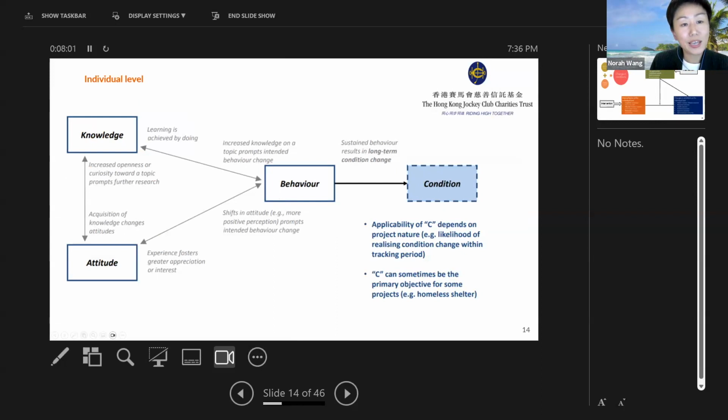The BCK model is very, very widely used in Hong Kong. So what is the independent variable here? What could be the mediating variable? What could be the dependent variable?